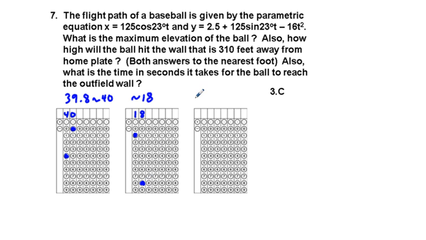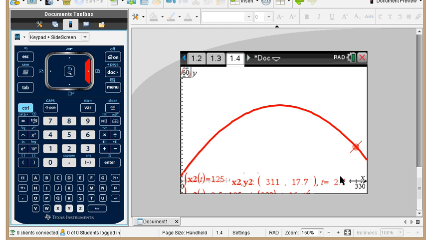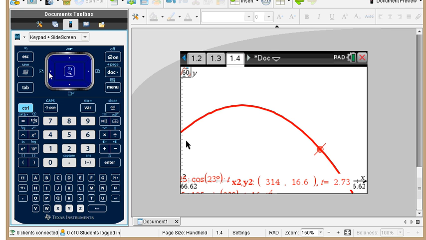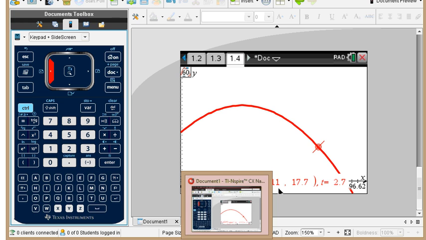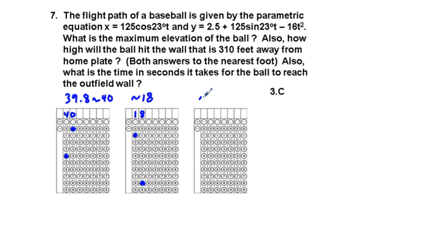and finally, what is the time in seconds it takes for the ball to reach the outfield wall. So we go here, and we read this 2.67, 2.7, 2.73, so it looks like 2.7 is going to be about as close as we can get, 2.7 seconds. So we'll say approximately 2.7 seconds. So we'll put in 2.7. So we put in 2 here, decimal point, 7. There we go.